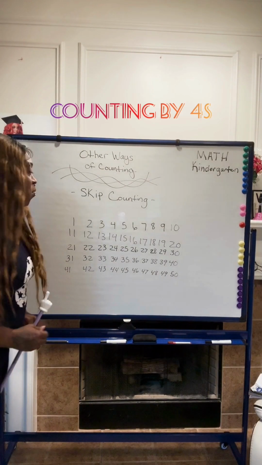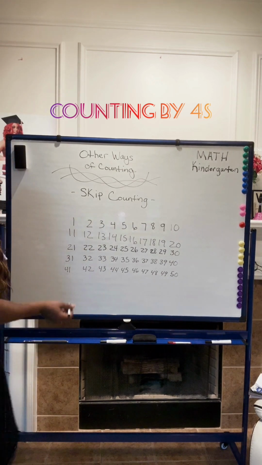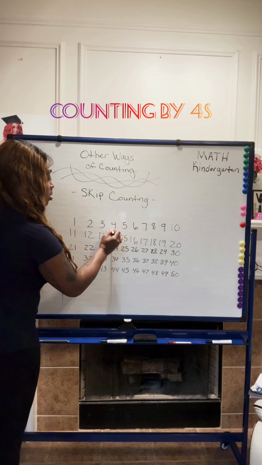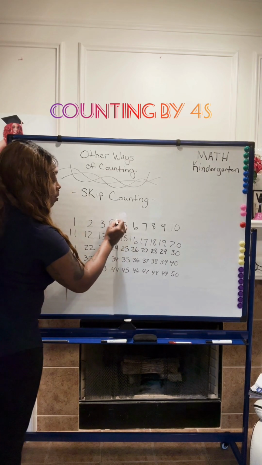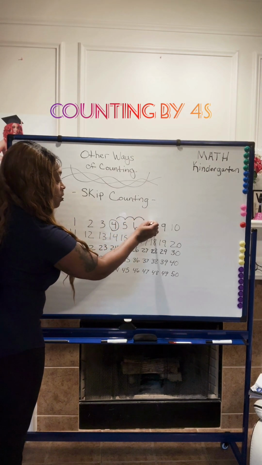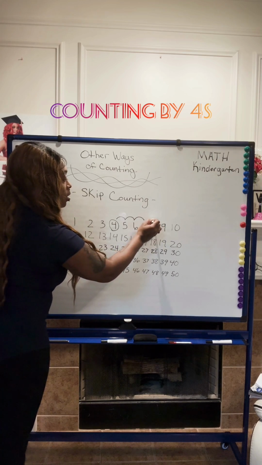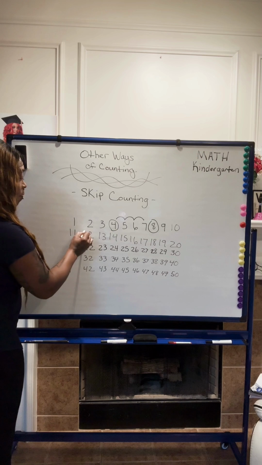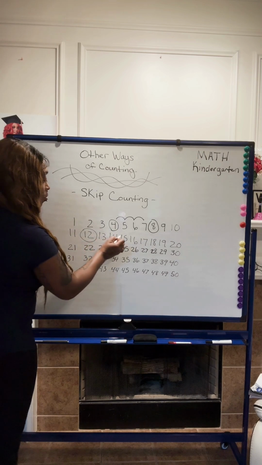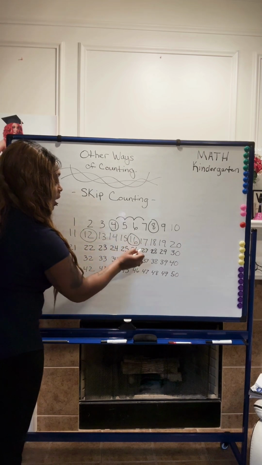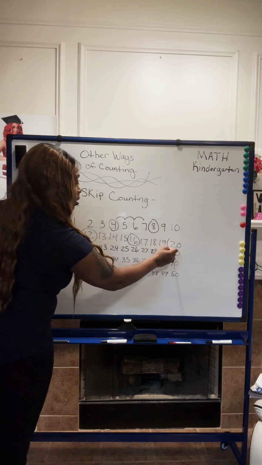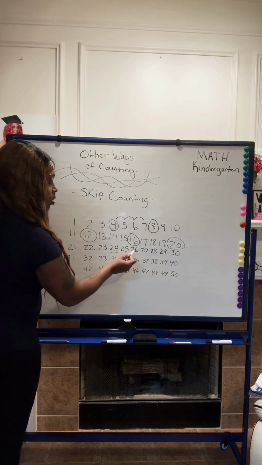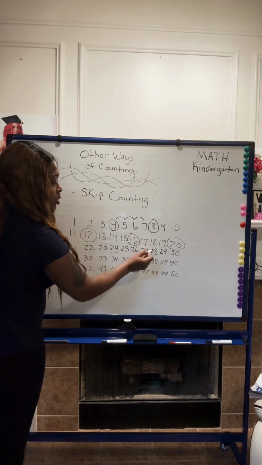If we count by 4s, we would start at 4 and skip 3 numbers, and we would land on the 4th number. Start at 4, skip 1, 2, 3. The next 4th number is 8. Skip 1, 2, 3. The 4th number is 12. Skip 1, 2, 3. The 4th number is 16. Skip 1, 2, 3. The 4th number is 20. 1, 2, 3. 24. 1, 2, 3. The 4th number is 28.